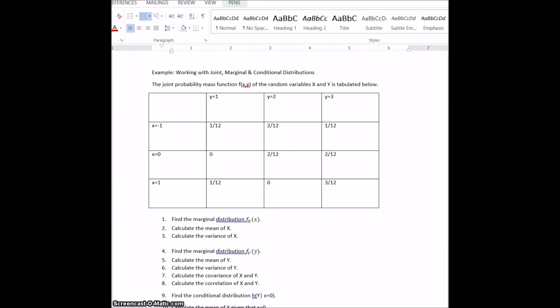So we're working with a joint probability mass function, little f of xy, and it's tabulated here. Notice that the probabilities of this joint probability mass function have to sum to 1, and they do.